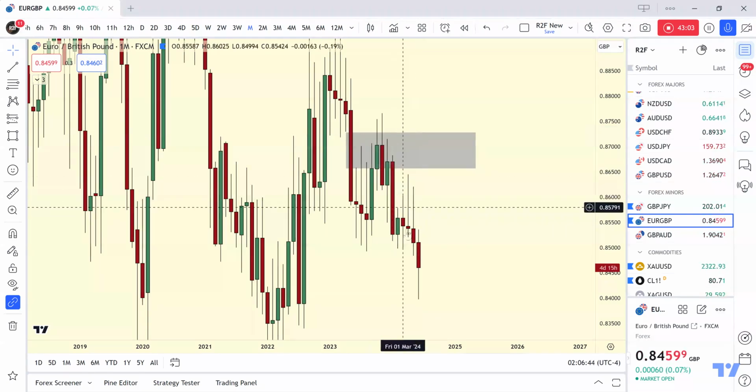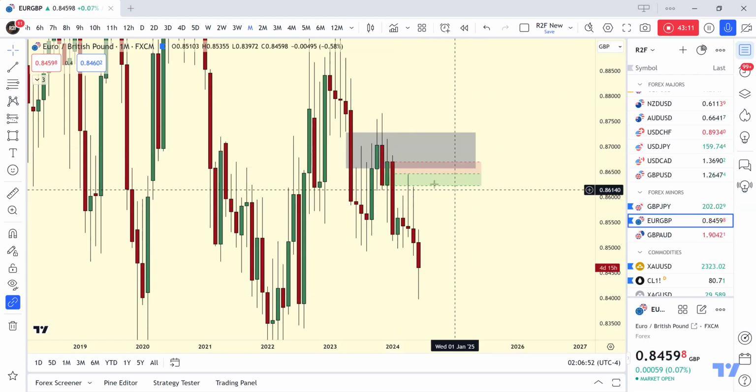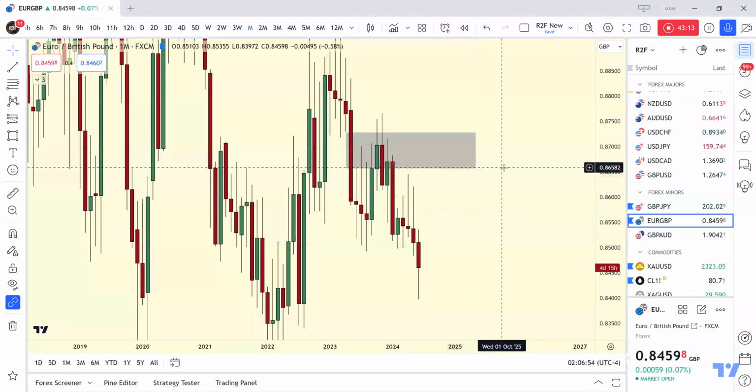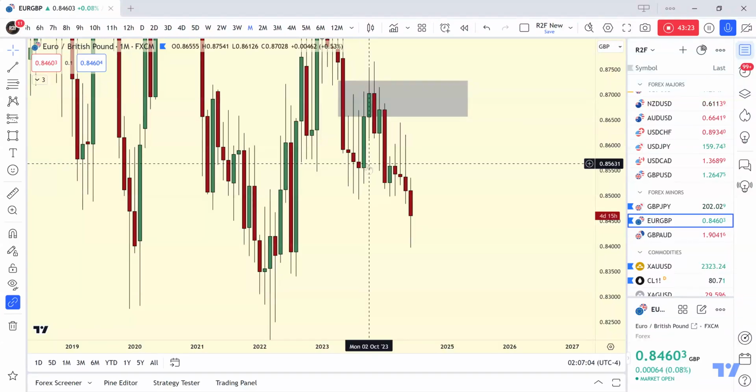Straight comes here into this order block. Look where it comes to. Almost the midpoint, pretty much about the midpoint. Look at the bodies of this candle and all these candles respecting this mitigation block. I don't know, it's quite beautiful actually.